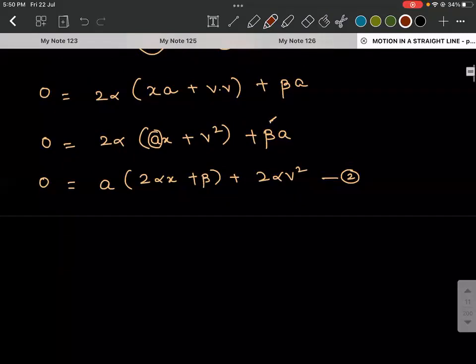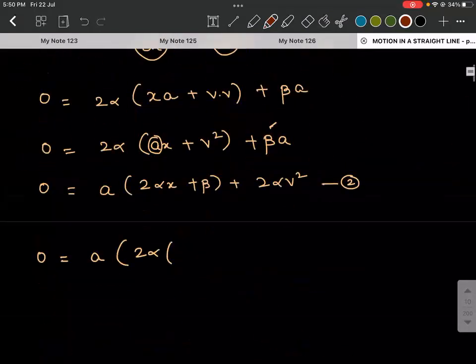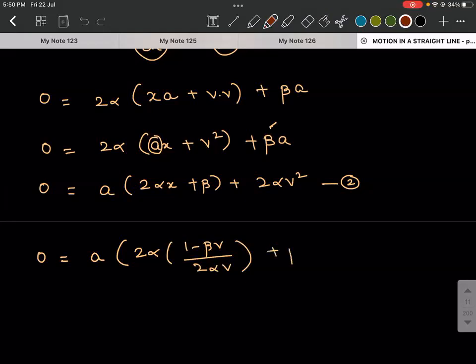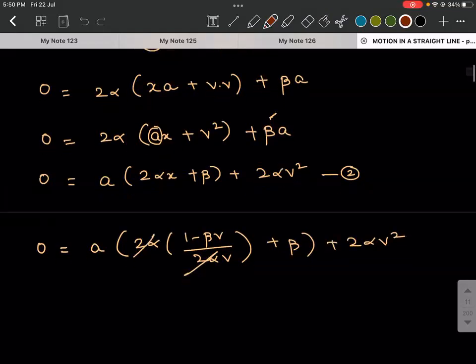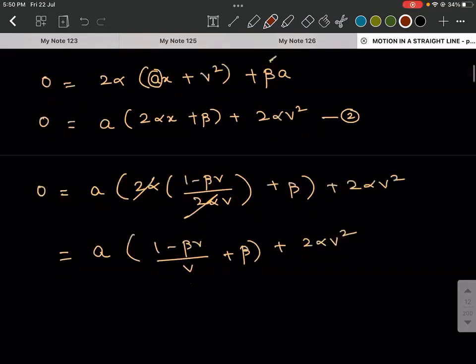0. So from this, what I can say is 0 is equal to a into 2 alpha into, in the place of x, can I use 1 minus beta v divided by 2 alpha v? Can I do this? Plus beta plus 2 times alpha v square. So what will get cancelled? 2 alpha and 2 alpha are gone. A into 1 minus beta v divided by v plus beta plus 2 alpha v square.